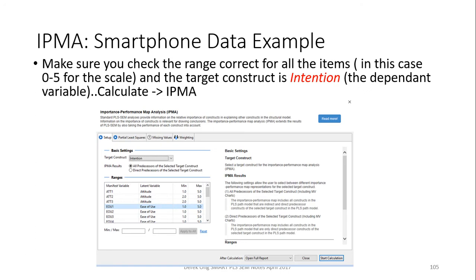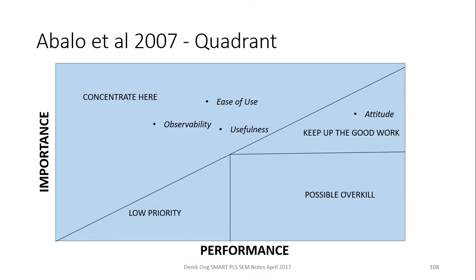So what we're going to do is look at, let me just show you this quadrant here. Now, this quadrant was made by Abolo et al. in 2007. You can also check some quadrants by Martilla and James in 1977. They devised what we call the performance importance quadrant. The performance importance quadrant is broken up into four quadrants, as you can see here.